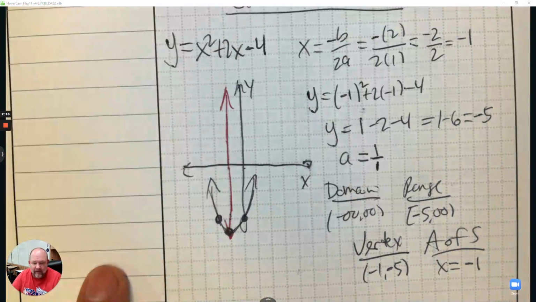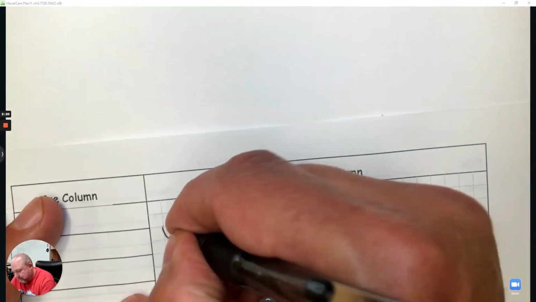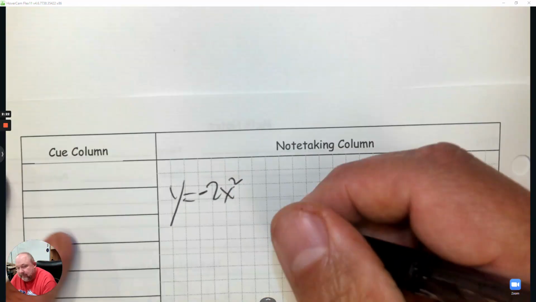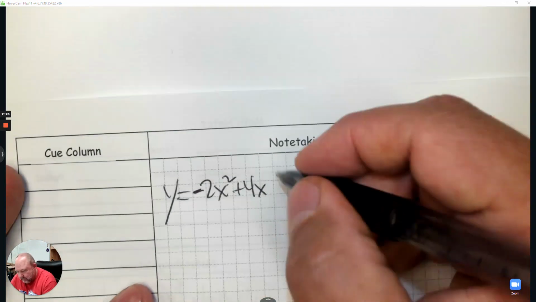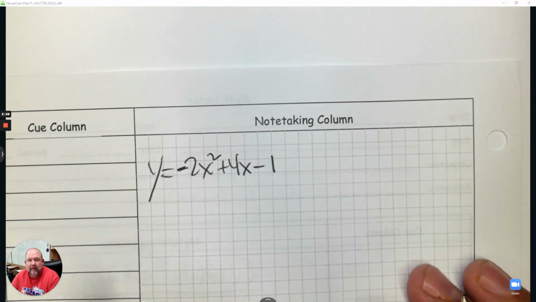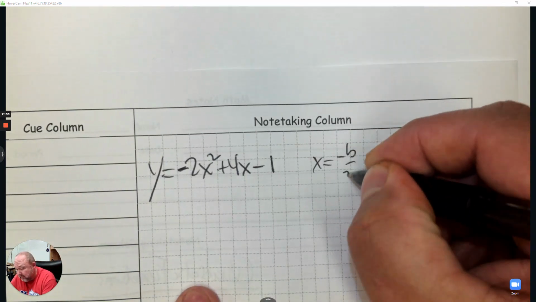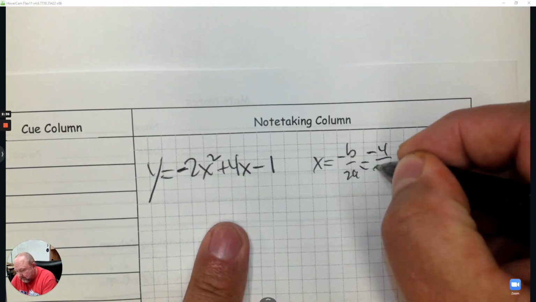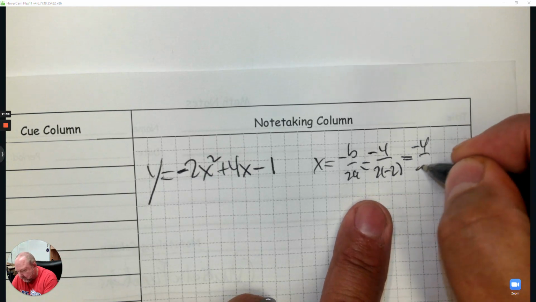All right, I'm going to do one more example with you. Press pause if you need to. So I want to graph this. So I'm going to start with the formula negative b over 2a. I'm going to plug in 4 and negative a, so that's negative 2, and then I'm going to solve it.